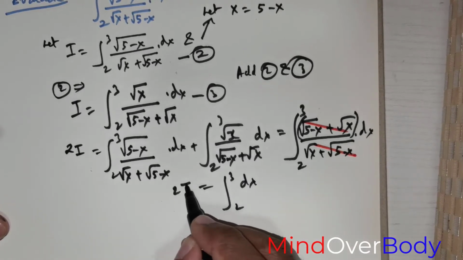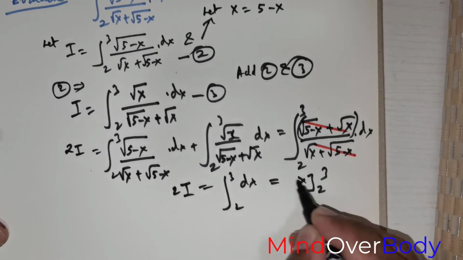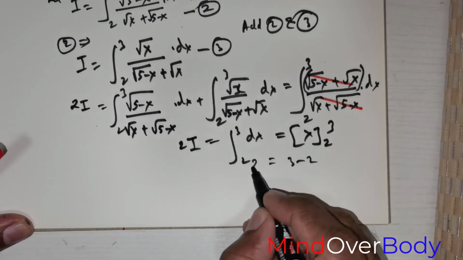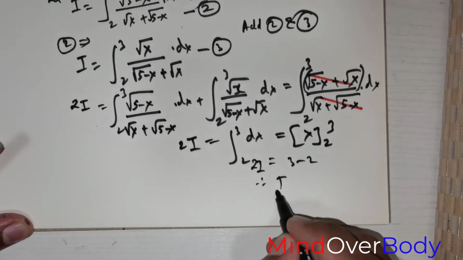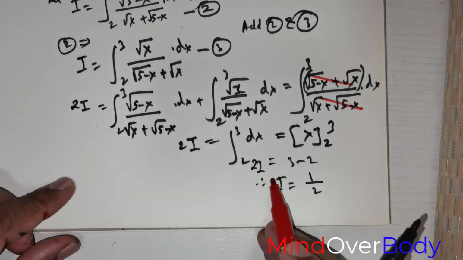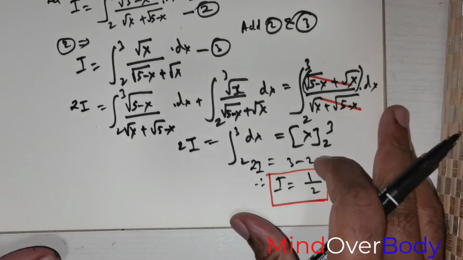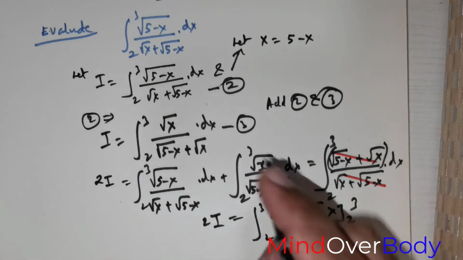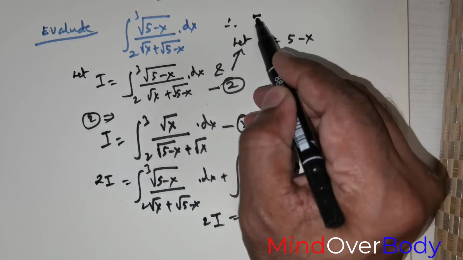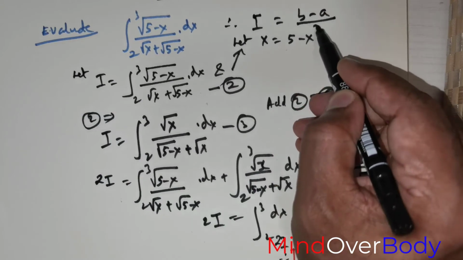On the left it's going to be 2 times I, so this is going to be x upon integration. The limits are 2 to 3. If we substitute the limits, it's going to be 3 minus 2. On the left it's 2I, so therefore from here I is equal to 1 over 2. So this is the solution that we have got. Now this same solution can easily be obtained from here, right? So therefore you can simply state that I is equal to the upper limit minus the lower limit divided by 2.